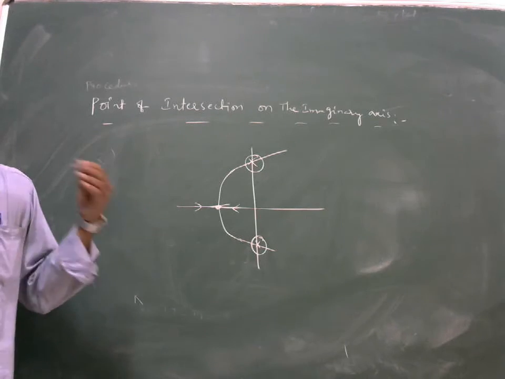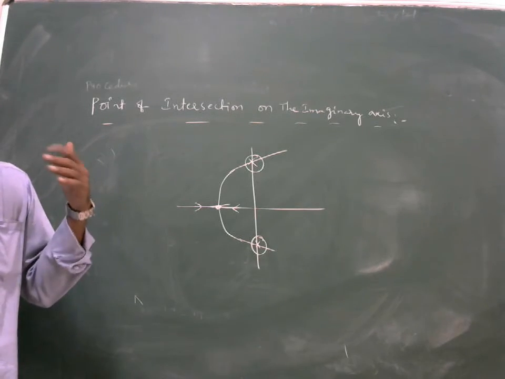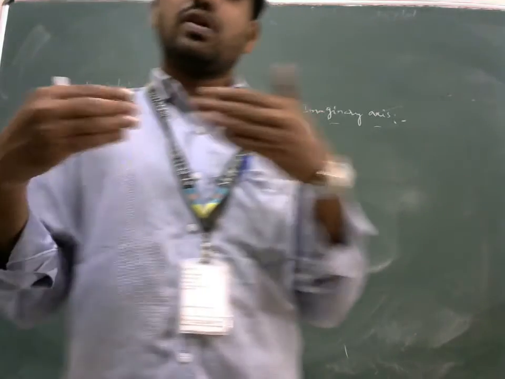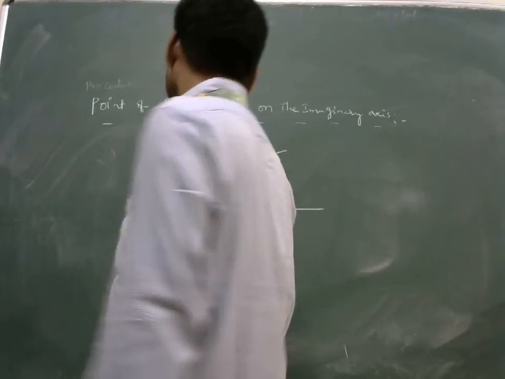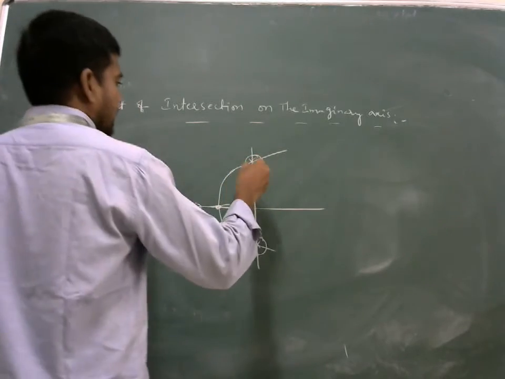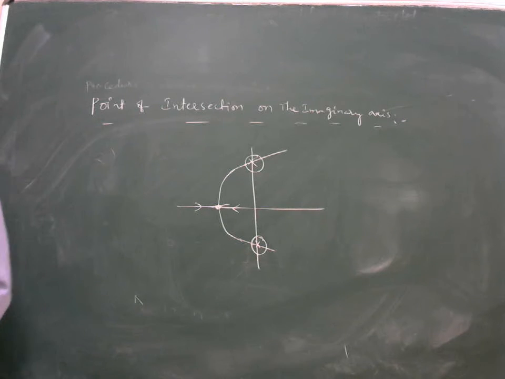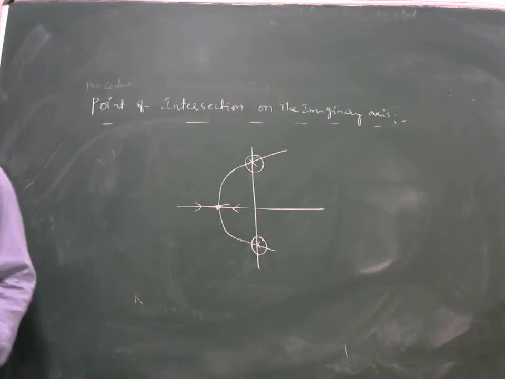Whenever we have a breakaway point, the two poles collide with each other, and then they travel in this direction, and the two poles touch the imaginary axis. At which point they touch is important. Again, we need to use the 1 plus G(s) procedure to find the point of intersection.